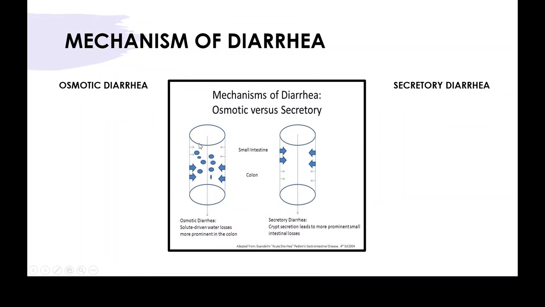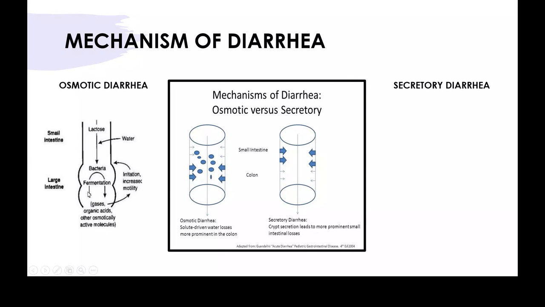Now in osmotic diarrhea, what you see is that in the colon you have a lot of osmotically active substances. Because of these substances, a lot of water is leaked out. One of the good examples for osmotic diarrhea is lactose intolerance. Now you have lactose in the gut lumen, which is the osmotically active substance. So water is leaked from the intestinal cells into the lumen, so there is a lot of water coming in.